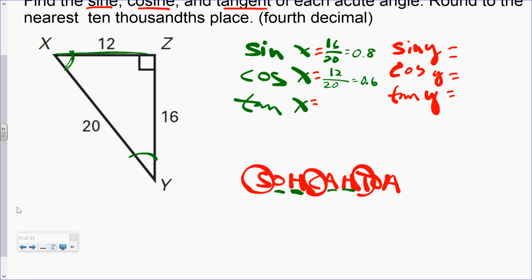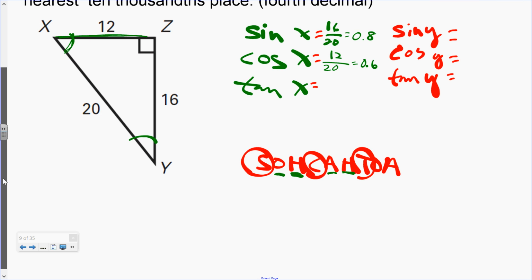I think you're on radians. Check it, radians or degrees. Something happened then. Let's go to tangent now. Tangent is opposite over adjacent. Opposite of x is 16. Adjacent is 12. Let's run it to the nearest 4th decimal.